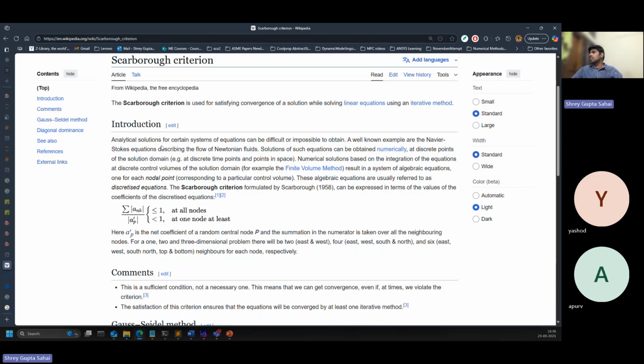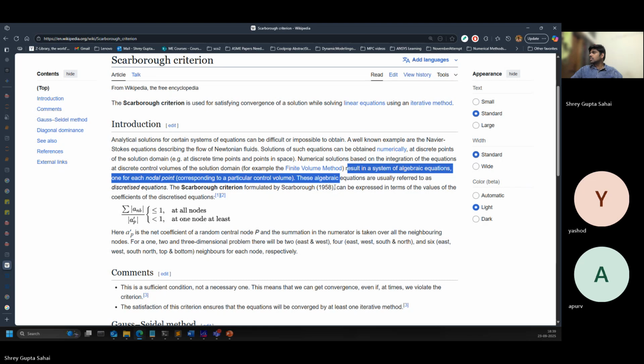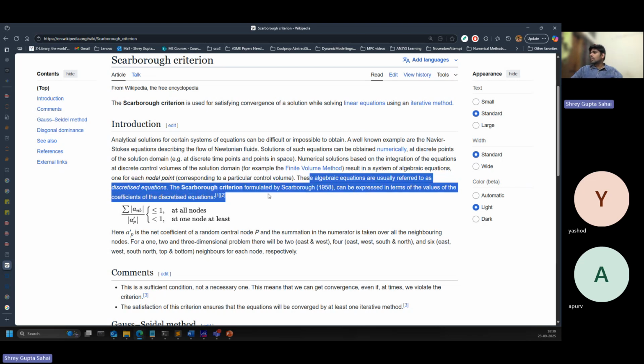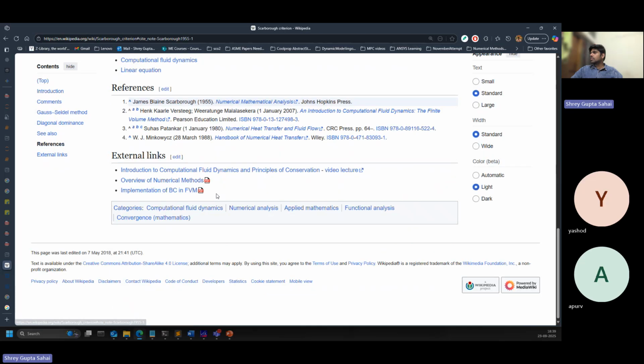Analytical solutions for certain systems can be difficult, and the numerical solution based on integration results in a system of algebraic equations. These algebraic equations are usually referred to as discretized equations. Okay, where does this criteria come from?